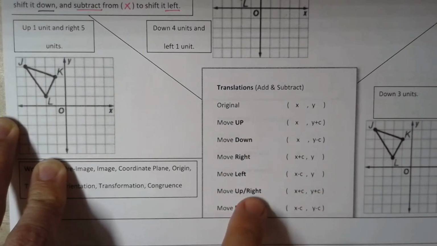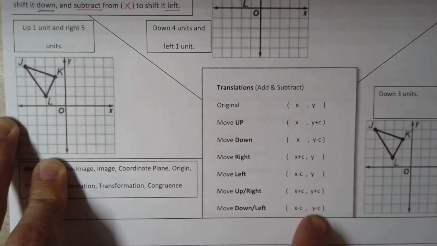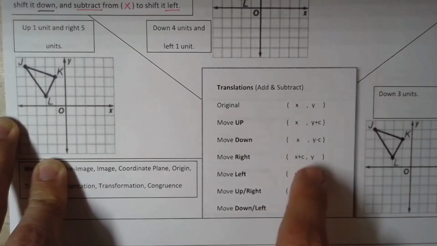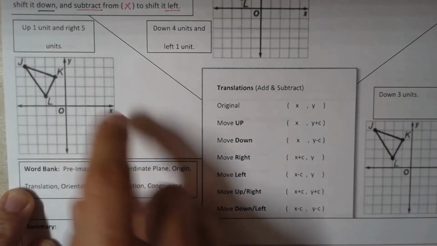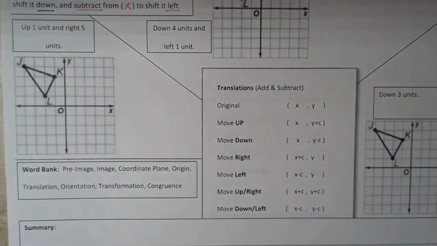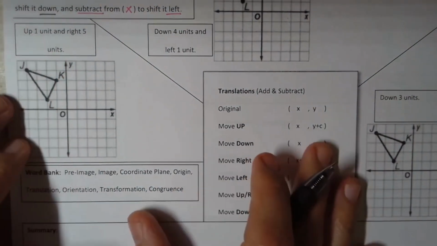If we move up and right, we'll add to x and we'll add to y. If we move down and left, we would subtract from x and we would subtract from y. So this is just some rules to kind of let you see what's happening. C just represents the value that we're going to be adding or subtracting. With that being said, we're going to write a rule on this right on the top in between this. So let's go ahead and do as usual.